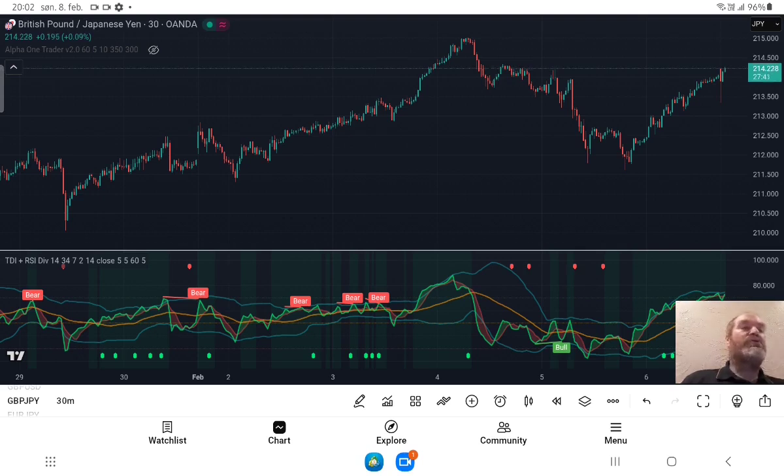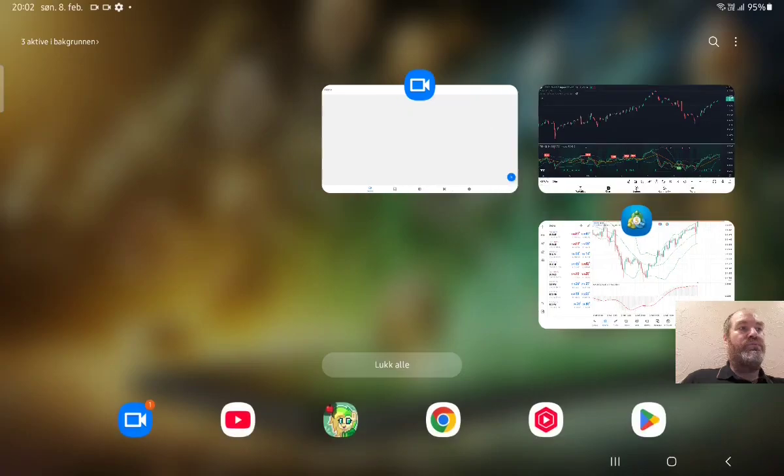So I will now start to take trades. I will try different types of indicators through different days, and I'll take every single trade. And when I find the perfect indicator, we are going to be trading with that indicator. So today we are going to be trading with TDI plus RSI divergent, and already I can see a trade I like quite a lot here on British pound against Japanese yen. So let's move over to MetaTrader 5.